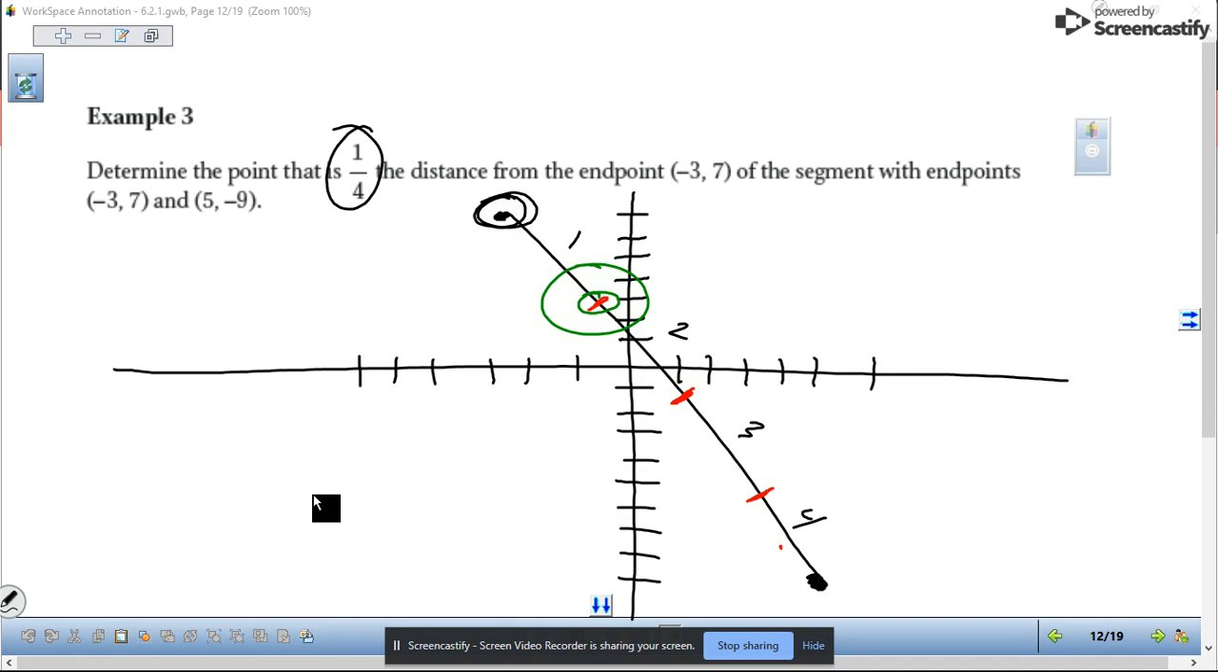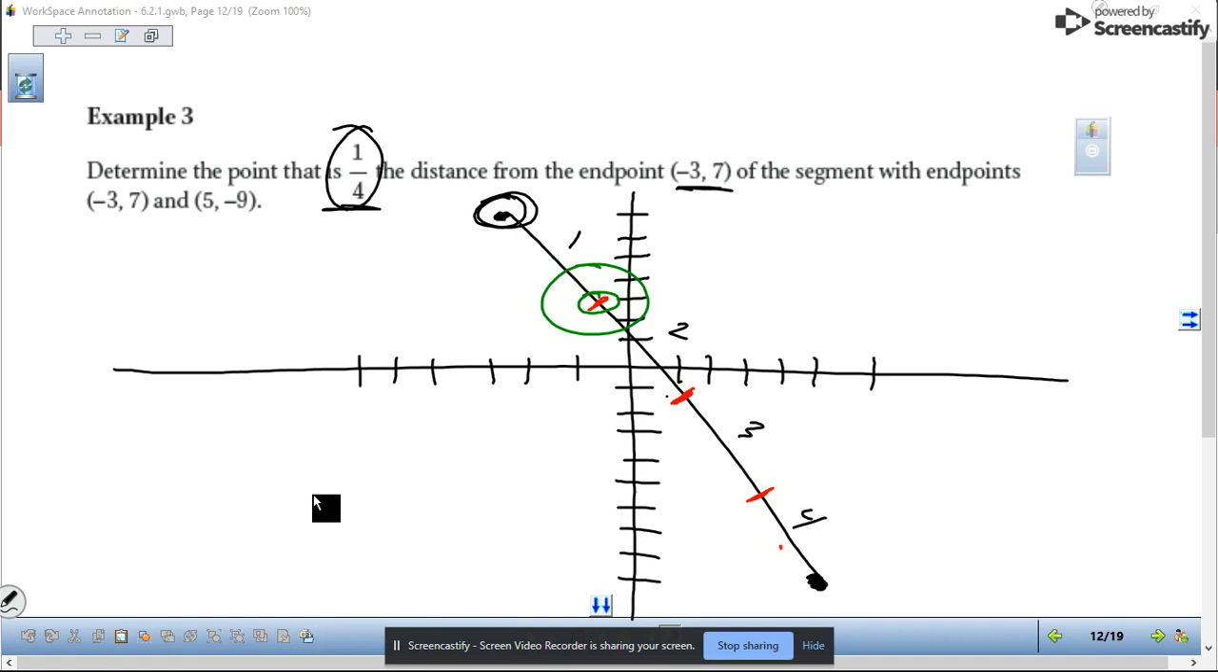Now, these points in red right here are the points that separate it into those 4 sections. So those are the 3 points that I'm concerned with if I'm looking for a partition of 1/4. Specifically, I want to go 1/4 of the distance from this endpoint. So I circled that one in green. That's the focus point. It should be somewhere in that green circle. That's my answer. How do I actually find it?